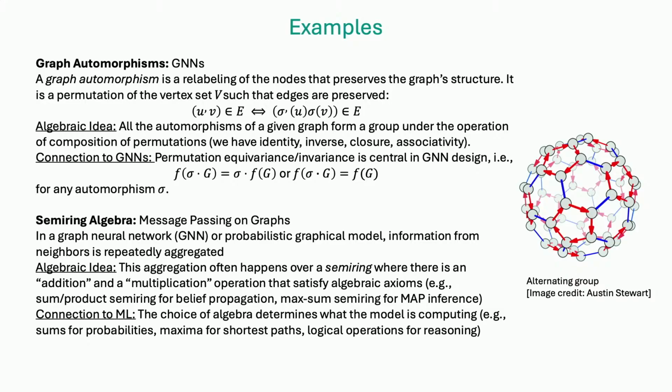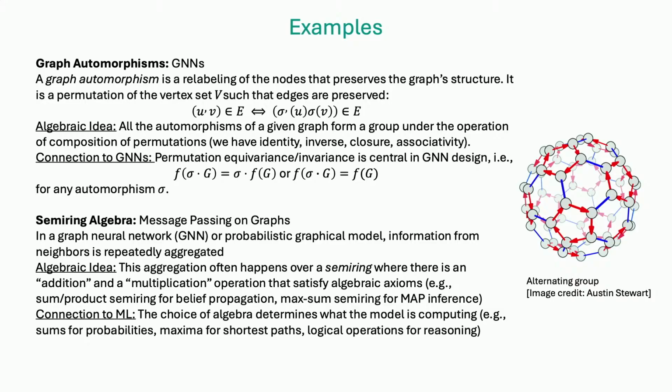You have a connection to GNNs because you want permutation equivariance or invariance in designing your GNNs. So the group structure of these automorphisms formalizes the symmetries that a GNN has to respect. And algebra gives us a rigorous way to describe these symmetries, and to reason about architectures and ways that you can preserve them in your GNN.